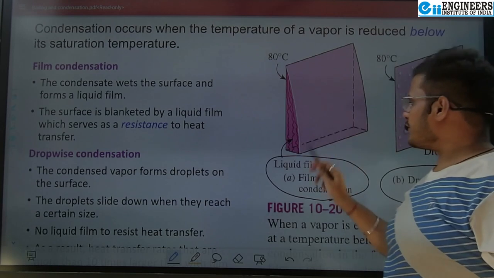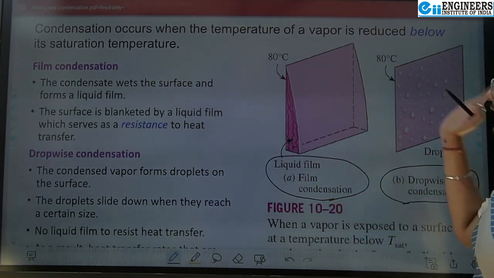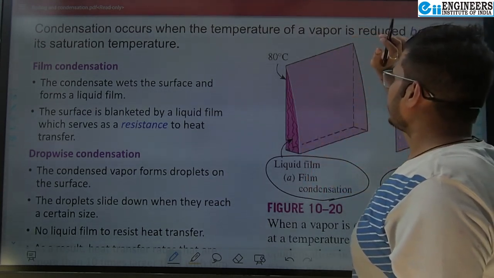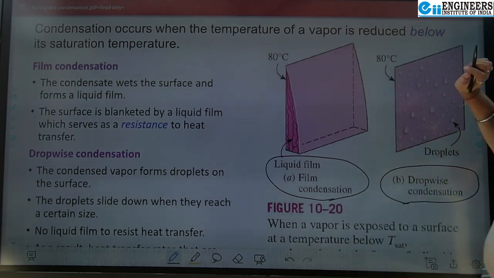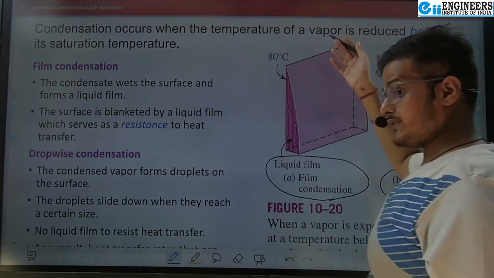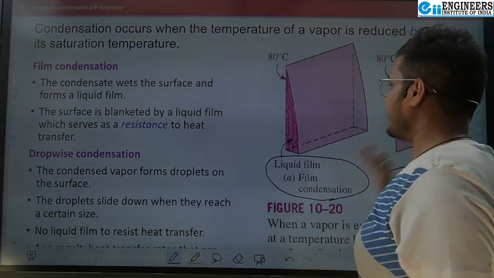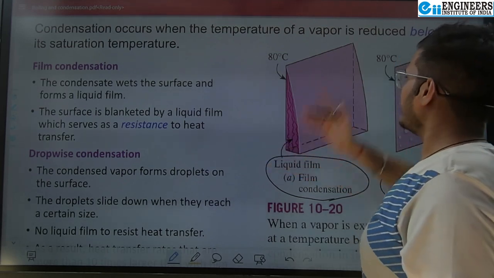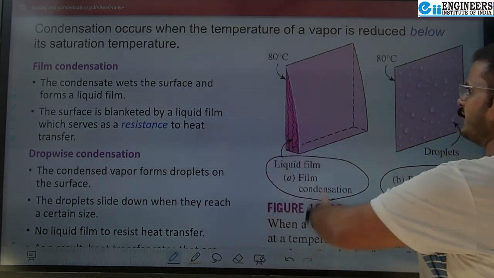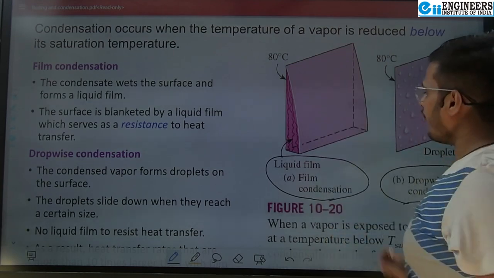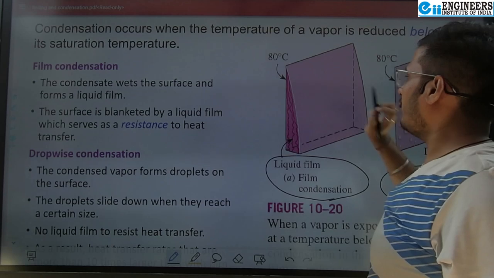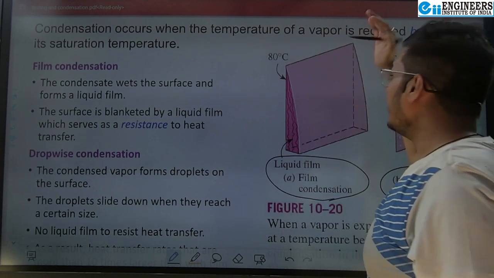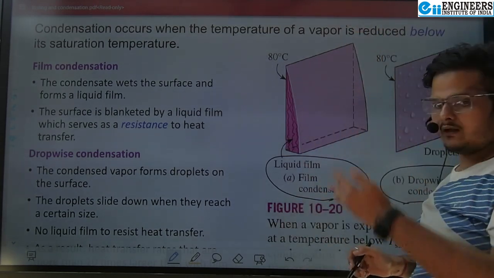So in film-wise and droplet, let us assume it in a physical way. Suppose the saturation temperature of water corresponding to ambient pressure is 100 degrees Celsius. I have kept the surface at 80 degrees Celsius. Then condensation will definitely happen because the temperature is low and it will change its phase. Then what will happen? If the condensate wets the surface thoroughly by forming a liquid film, it is called liquid film condensation or film condensation. Here the whole surface is blanketed by the liquid film.